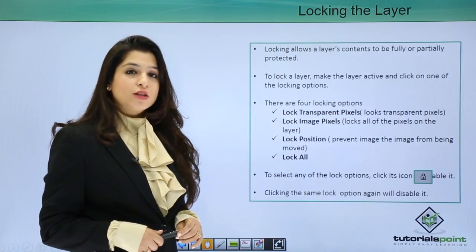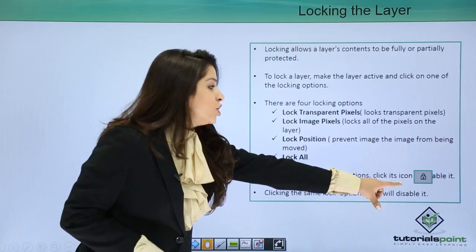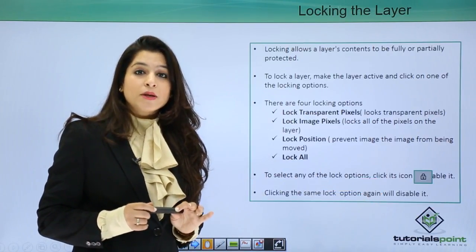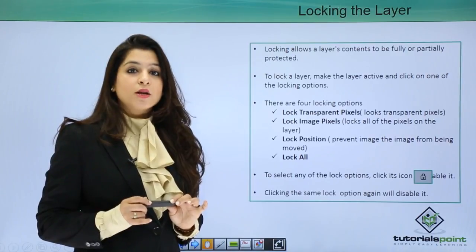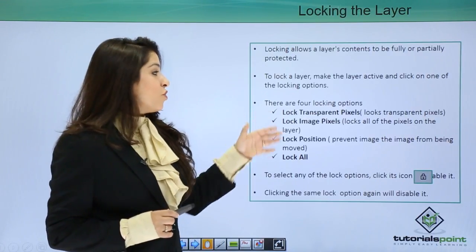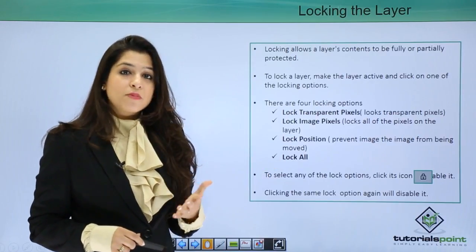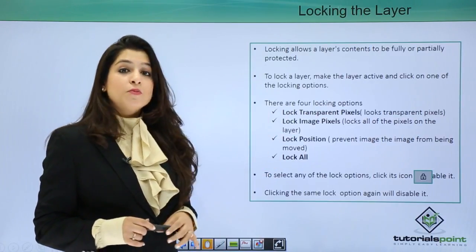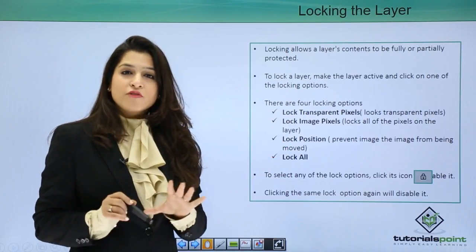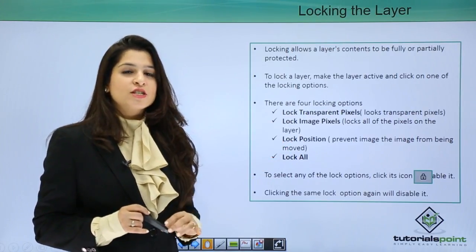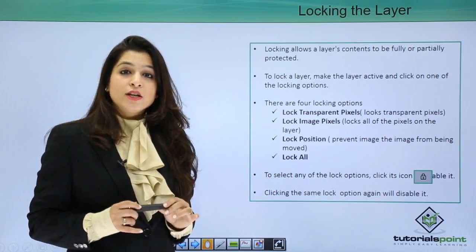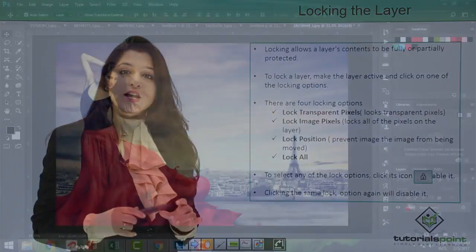To fully lock the layer, you can simply click the lock panel at the bottom and the layer would be protected. Locking the layer means it cannot be moved or affected, whatever you do. There are four options. You could lock the transparent pixels, lock the image pixels, or lock the position. Or if you want the entire layer locked, you can click on lock all. So guys, let's move forward and understand locking the layer in Photoshop itself.